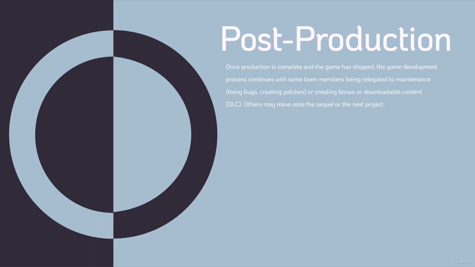Let's talk about the main aspects of post-production in game development. And the first aspect is support. After a game is released, the development team is involved in maintaining the game, resolving issues that players may have while playing the game, and releasing patches or updates that fix some bugs, problems, and add new content or features.